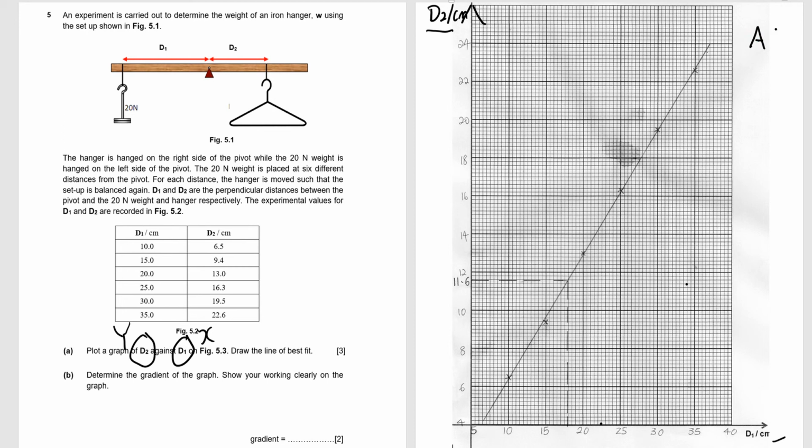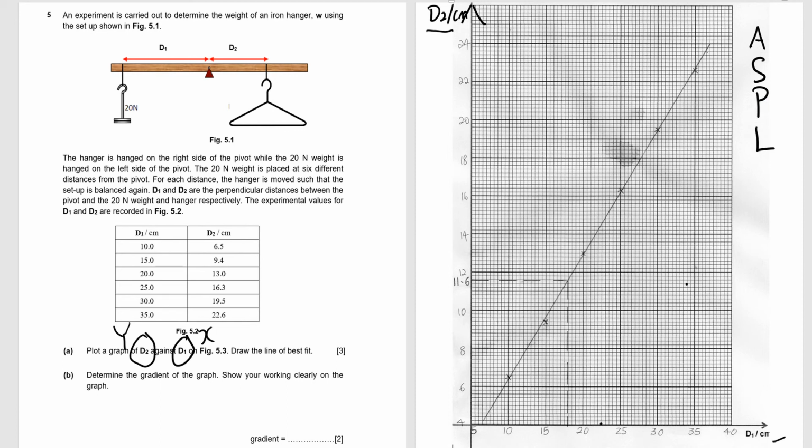So A, you will score 1 mark if you write D2 and D1, and do remember that you have to include the units as well. So over cm, okay? And to get your S, remember your ASPL.